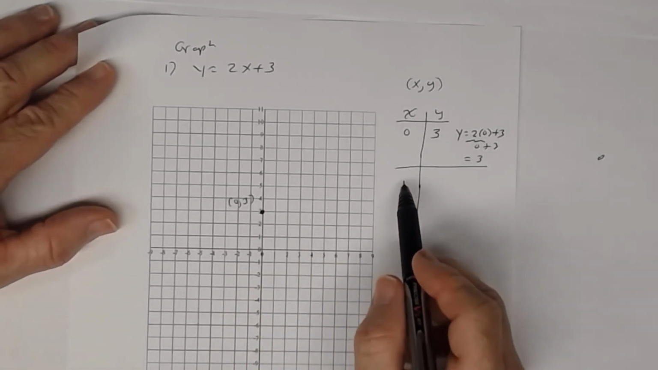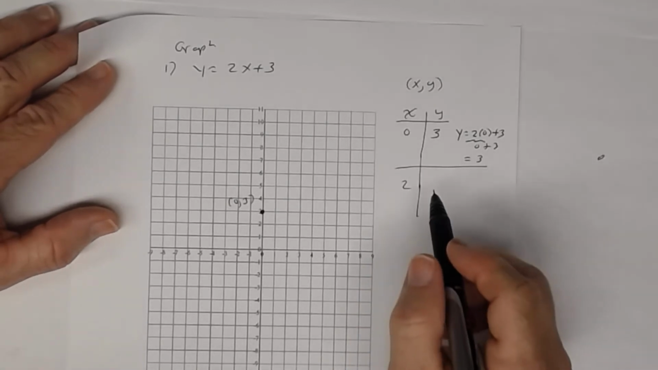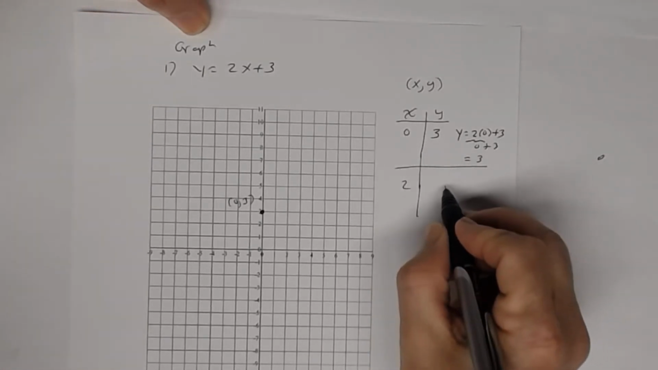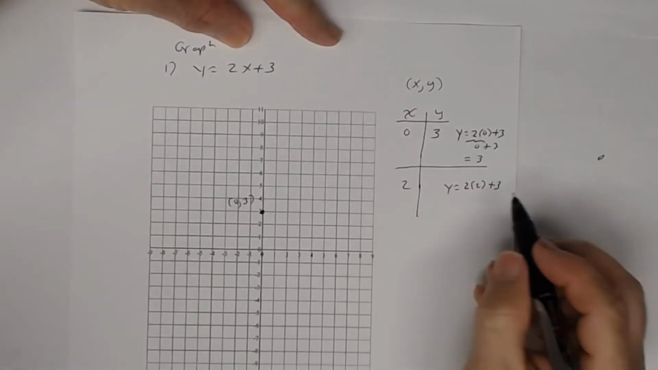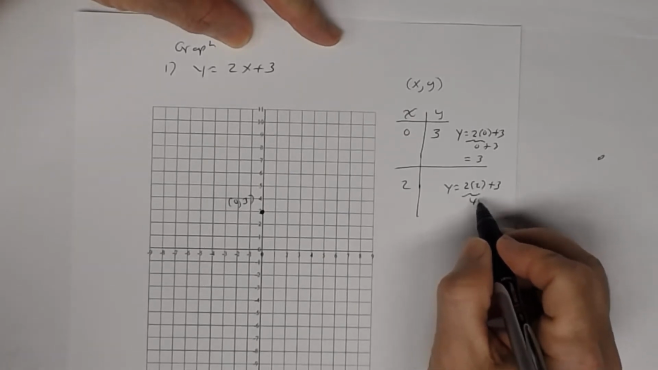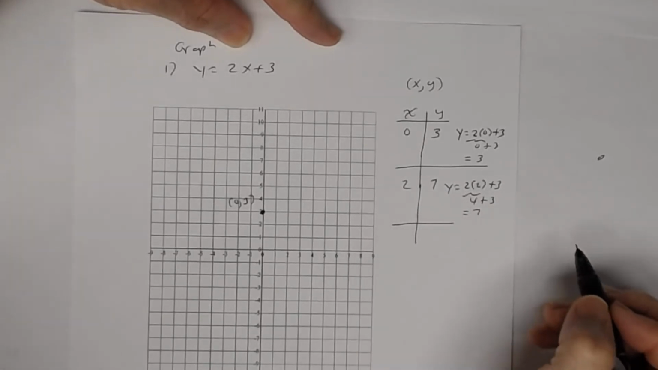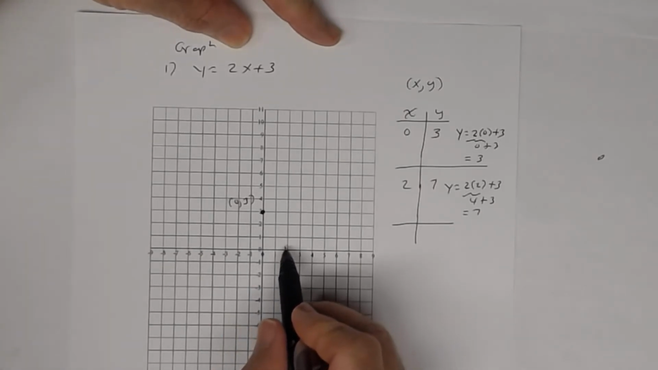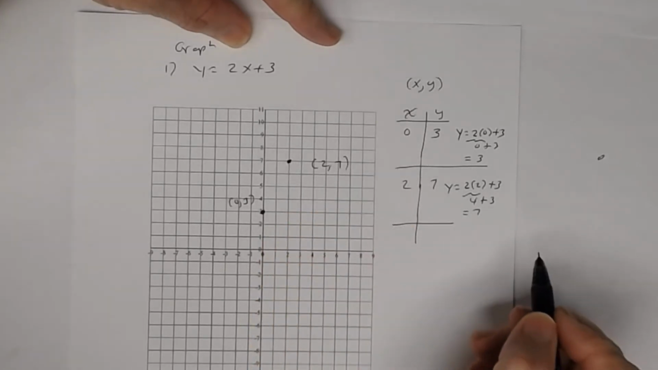Now we're going to do another point. I'm going to use another positive number. Let's say x is 2. So if x is 2, we do the same thing I did with the first one. y equals 2 times 2 plus 3. Using the order of operations, I'm going to multiply before I add. 2 times 2 is 4, and 4 plus 3 is 7. So I'm going to plot the point 2, 7. I go to the right 2 from the origin, and then up 7. So 2, 7 is right here.